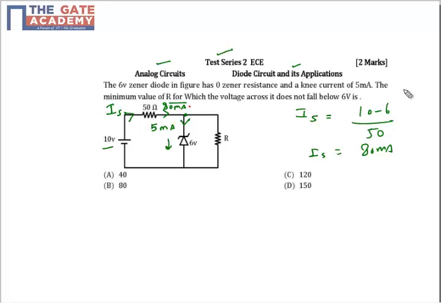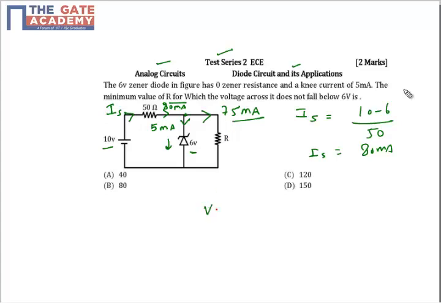So the remaining current will be 75 milliampere, and where will it go? The only path remaining is R. So 75 milliampere current will go across R. So across resistance R, what is the voltage? 6 volt, because in parallel the voltage remains the same. So the voltage across R must be 6 volt, nothing else.